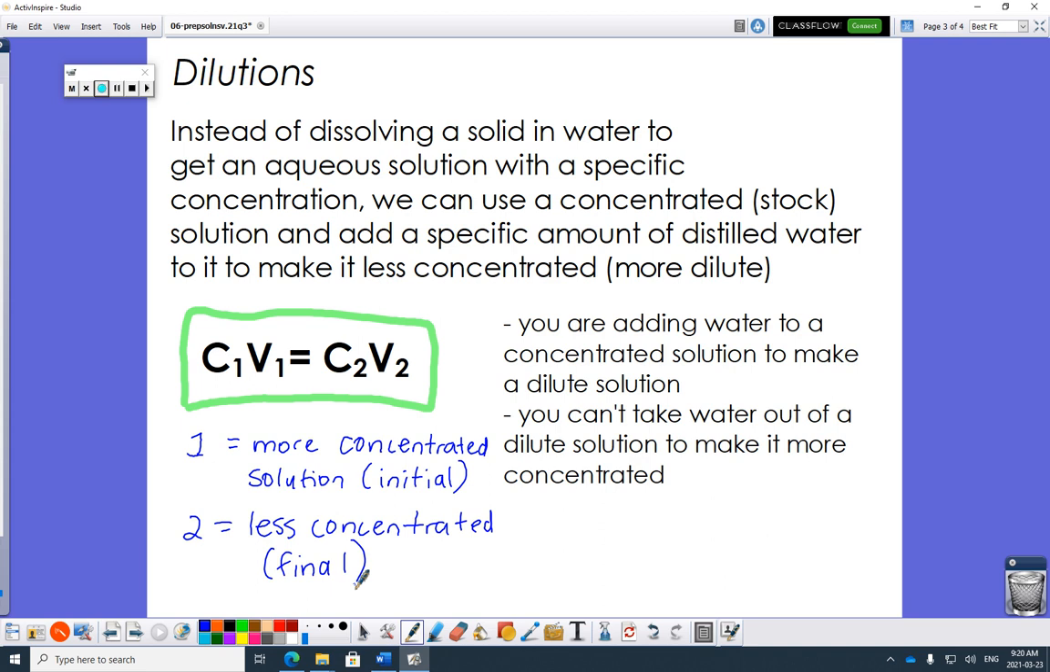So then logically, it makes more sense. I have something really concentrated. I take a little bit of it out. I add it to water to make a final solution. That makes way more sense quantitatively, accurately, precisely.